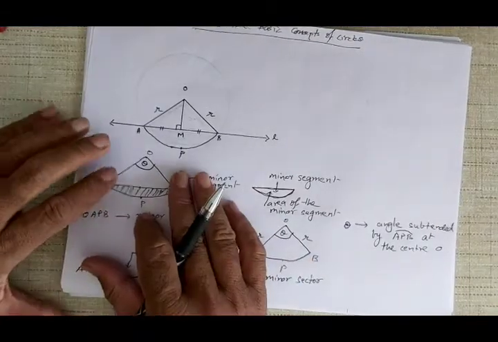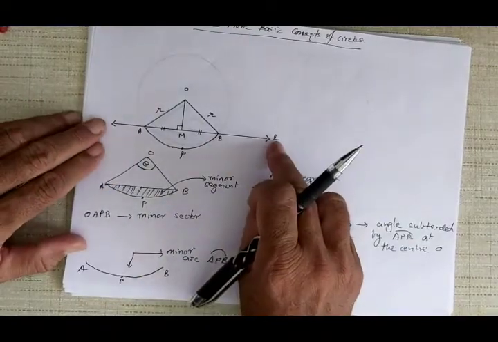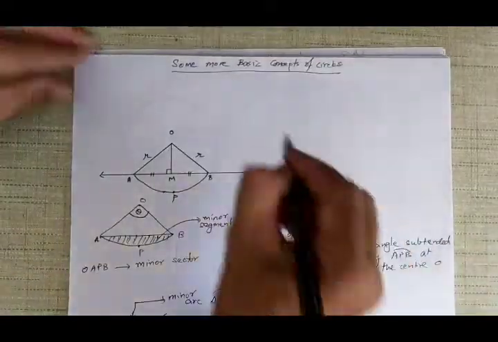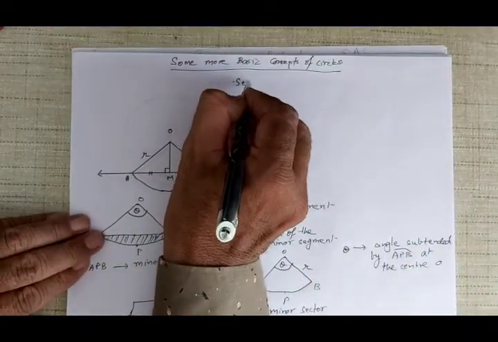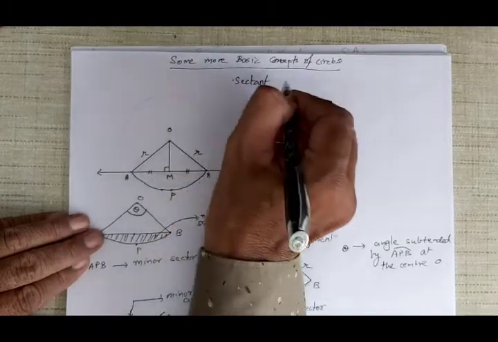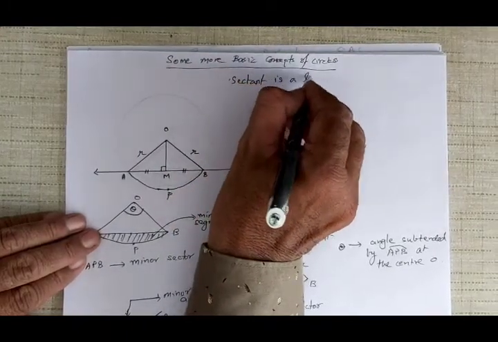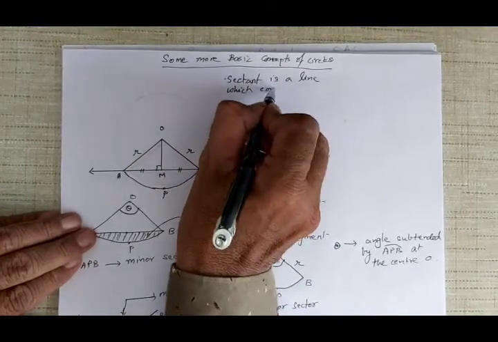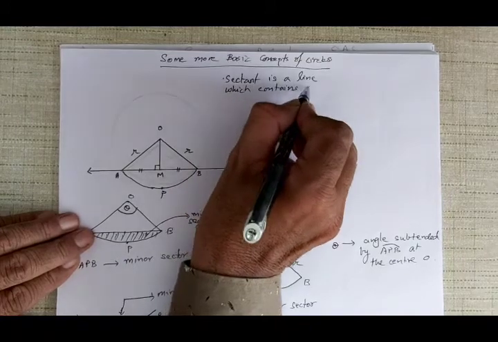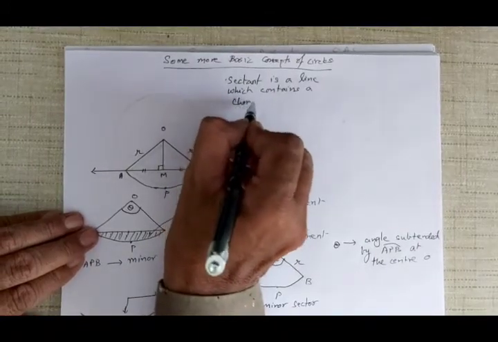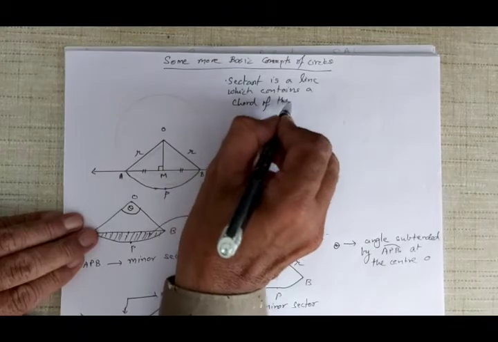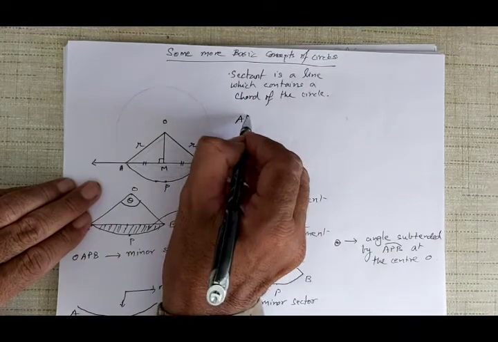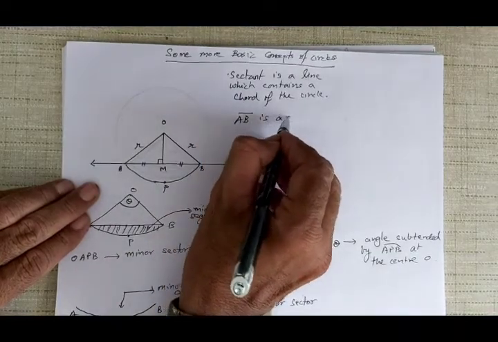So far, suppose L is a secant, a line which contains a chord. What is a secant? A secant is a line which contains a chord of the circle. So here you see AB is called a chord. Line segment AB is a chord.